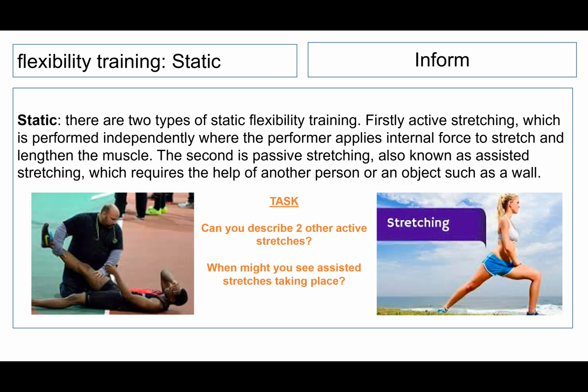The way I always remembered this for the exam is one of them's on your own, active, and one of them's with another person, passive. If you think about it in sport, a pass is made to another person, so passive, it means another person. Okay, that's the way I always remembered it. Okay, little task to think about while you're making notes. Can you describe two other active stretches, and when might you see assisted stretches taking place?